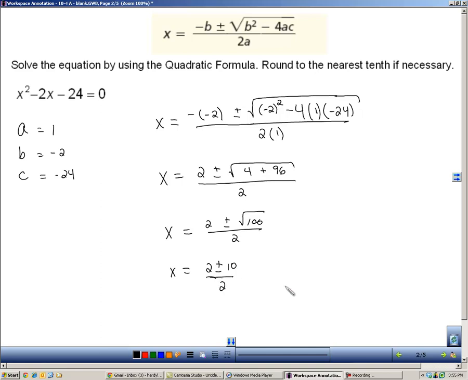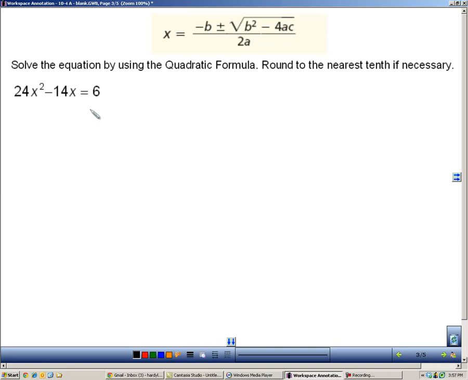Now what this really means is two solutions. You have 2 plus 10 over 2, and you have 2 minus 10 over 2. Well, 2 plus 10 is 12, and 12 divided by 2 is 6. 2 minus 10 is negative 8, and negative 8 divided by 2 is negative 4. So using the quadratic formula, plugging the values in, I find out that the solutions of this quadratic equation are 6 and negative 4.